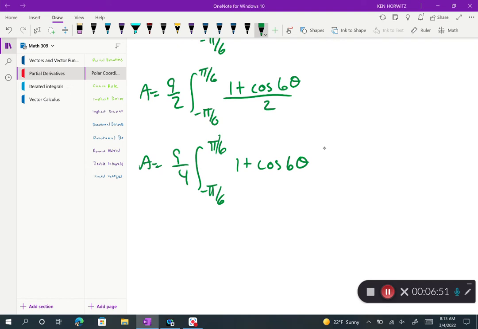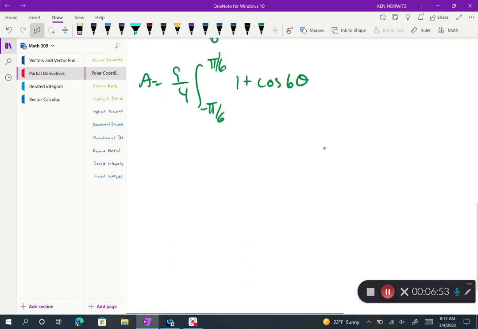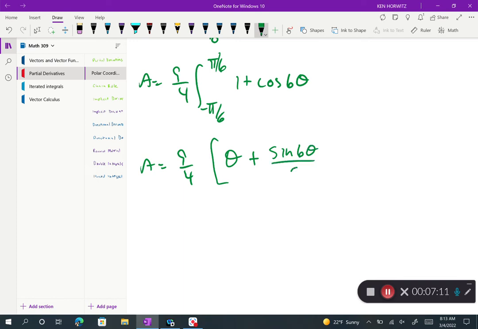All right, so hopefully you paused the video and integrated. So I got area equals 9/4. Now if I integrate 1, it's going to be theta. So I'm going to have theta plus, and then the integral of cosine 6 theta is sine 6 theta divided by 6. And that goes from negative pi over 6 to pi over 6.